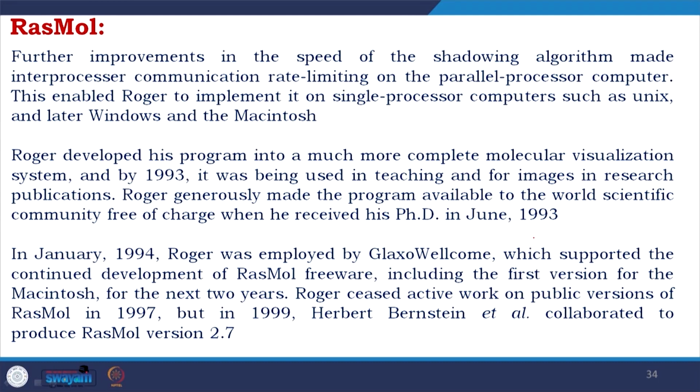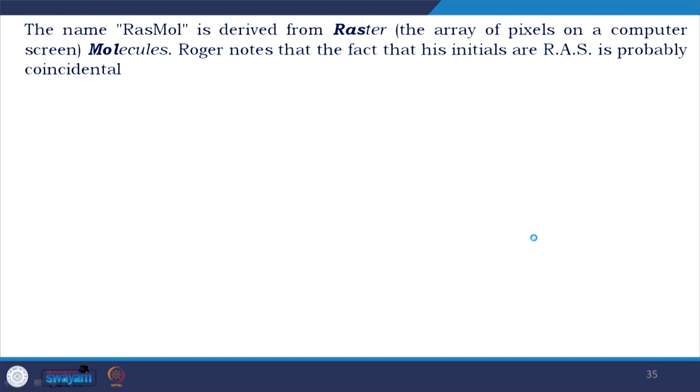In January 1994, Roger was employed by Glaxo Wellcome, which supported the continued development of RASMOL freeware, including the first version for the Macintosh for the next 2 years. Roger ceased active work on public versions of RASMOL in 1997, but in 1999 Herbert Bernstein collaborated to produce RASMOL version 2.7.